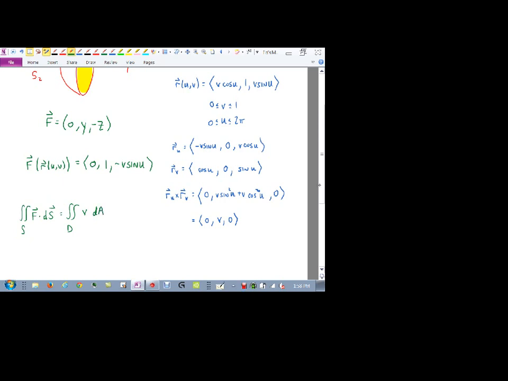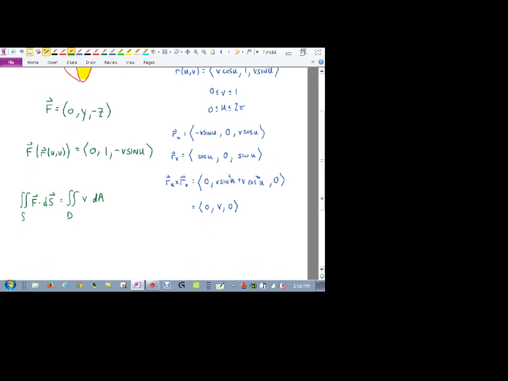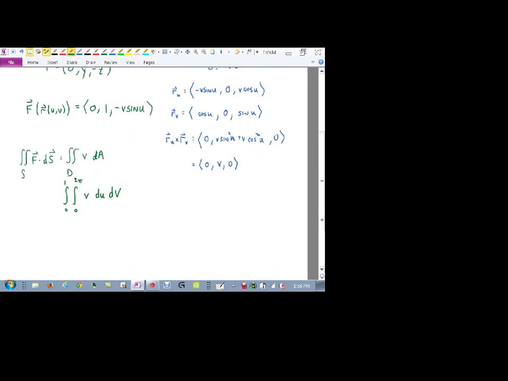Okay, what are our restrictions on our variables here? V is 0 to 1. U is 0 to 2 pi. We're integrating v du dv, right? Agreed? Antiderivative of v with respect to u. Isn't that just uv? Yes, uv evaluated from u equals 0 to 2 pi.